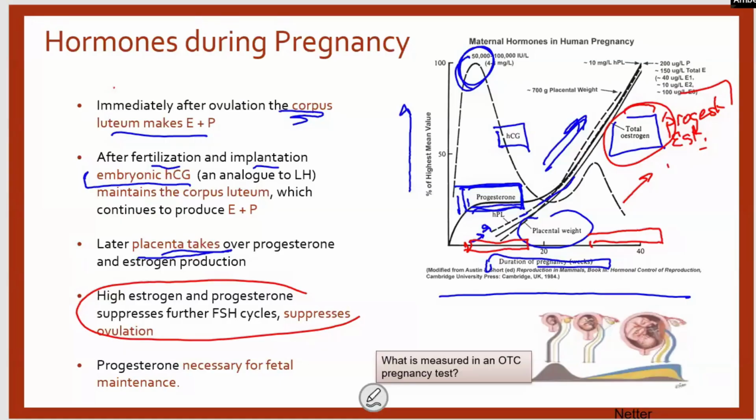All right? And you know the answer. What's measured in an OTC pregnancy test? Say it with an Australian accent. HCG.